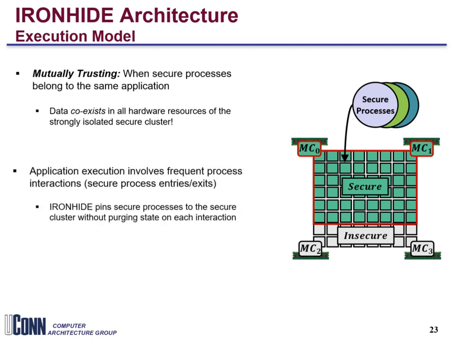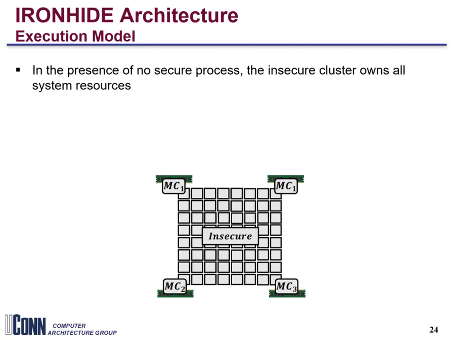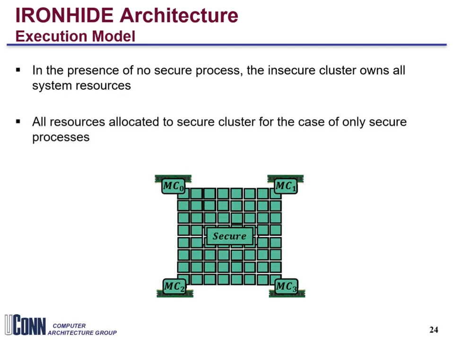The applications deployed on the system comprise frequent interactions across secure and insecure processes, which results in frequent secure process entries and exits. IronHide in this case exploits performance by spatially pinning the secure processes to the secure cluster, by means of which it incurs no purging overheads. In case there exists no secure process, the dynamic reconfiguration capability allows the insecure cluster to take up all the system resources to exploit multi-core parallelism. The same is done if we have no insecure processes, and the secure cluster acquires all the system resources.